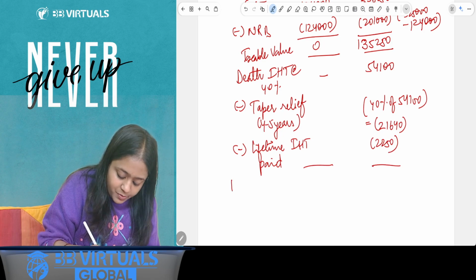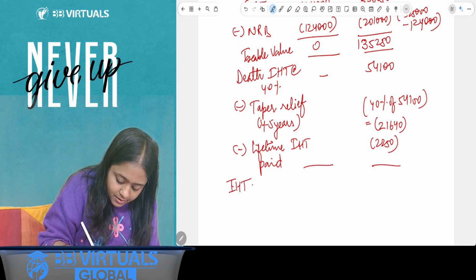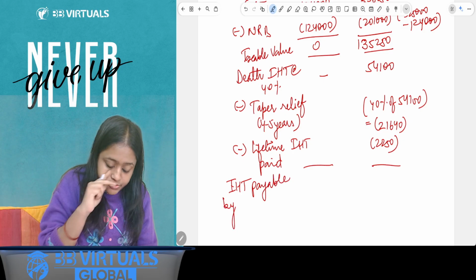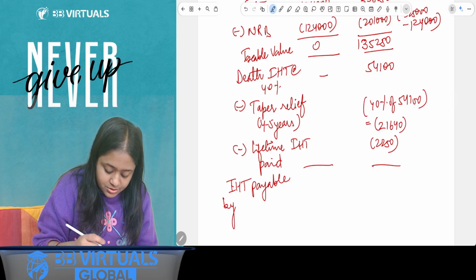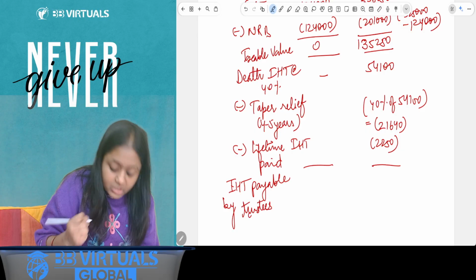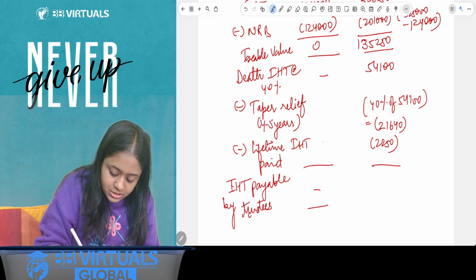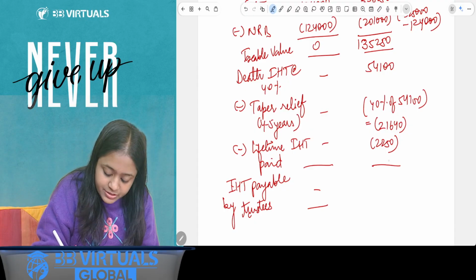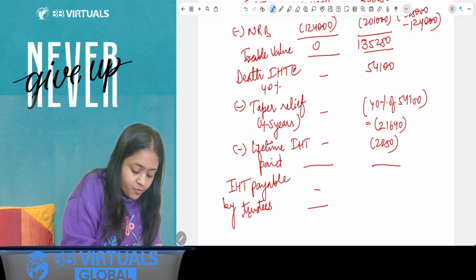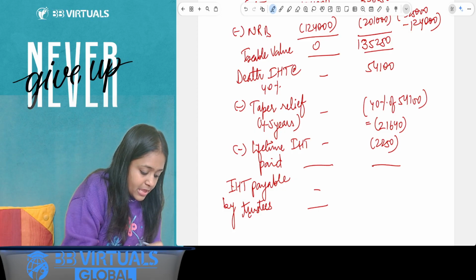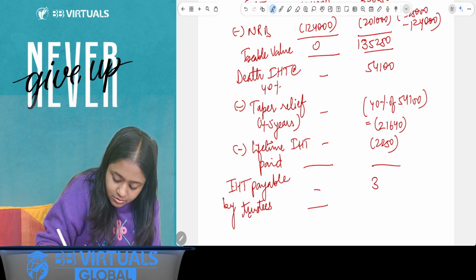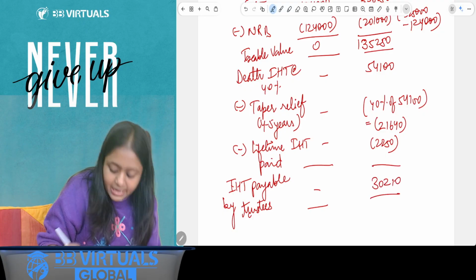Now finally you will have IHT payable, and who will be paying it? Payable by who has received the asset? Trust, right? So trustees, the donee. Okay, IHT payable by donee, and which is here 54,100 less 21,640 and less 2250. So we get here 30,210, and this is payable.